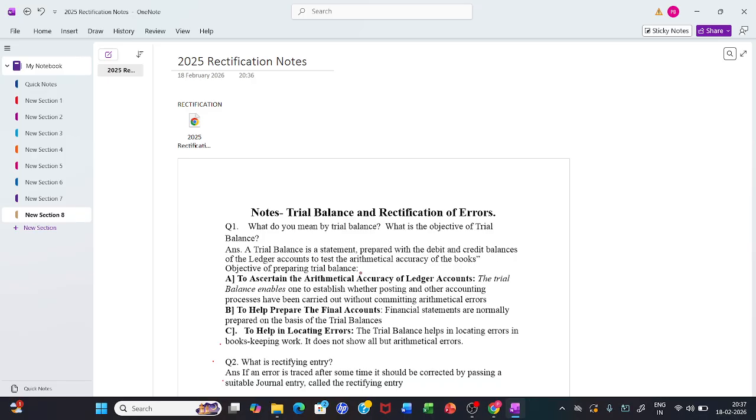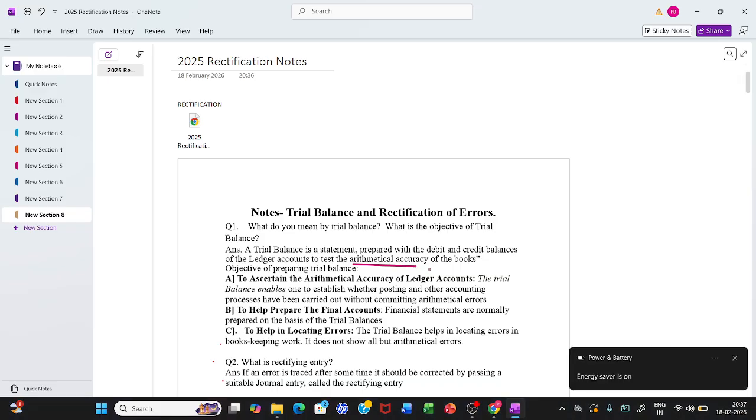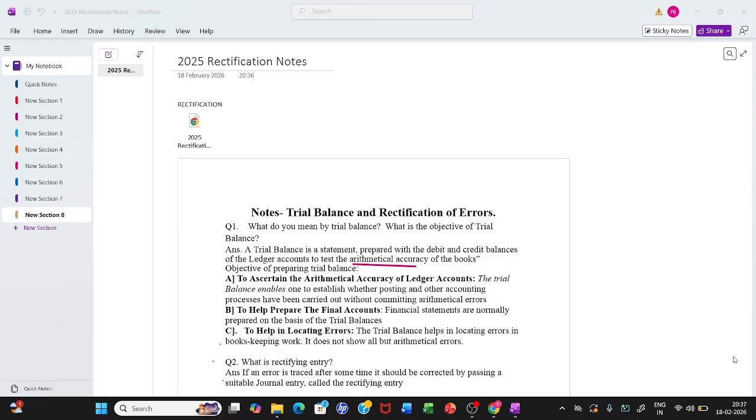But let me make it very clear, it's just a proof of arithmetic accuracy of books. There can be errors in that also. We used the same for preparing our balance sheet also. We used the same for preparing our final accounts. Plus, it also helps us in finding errors.